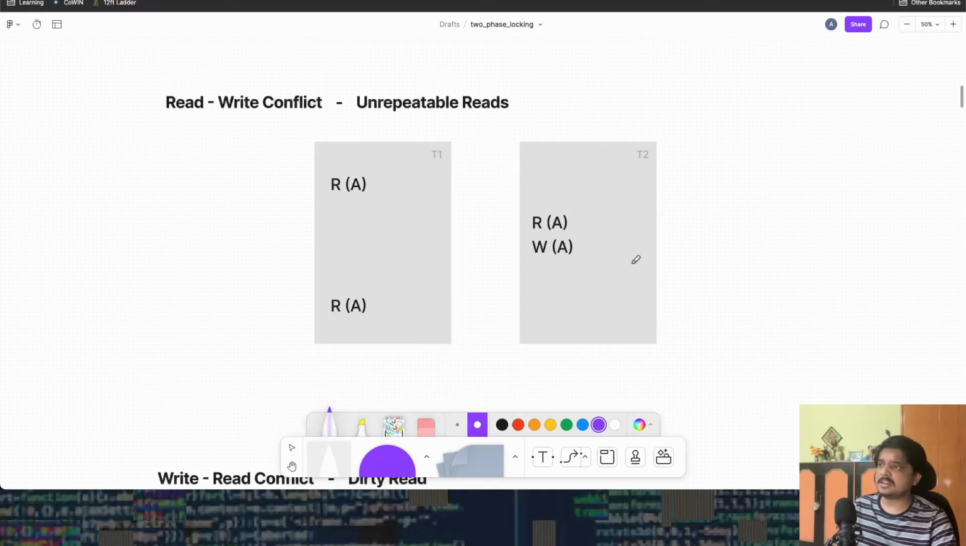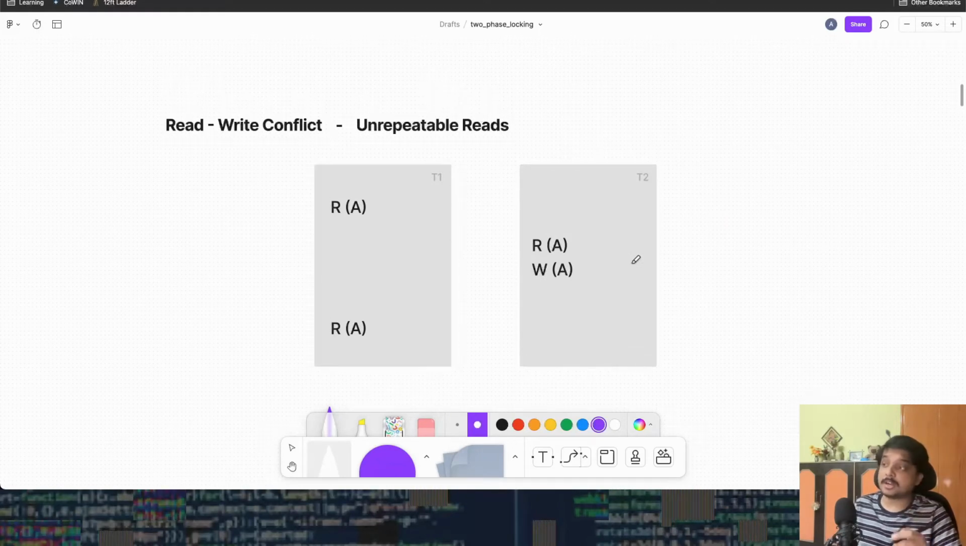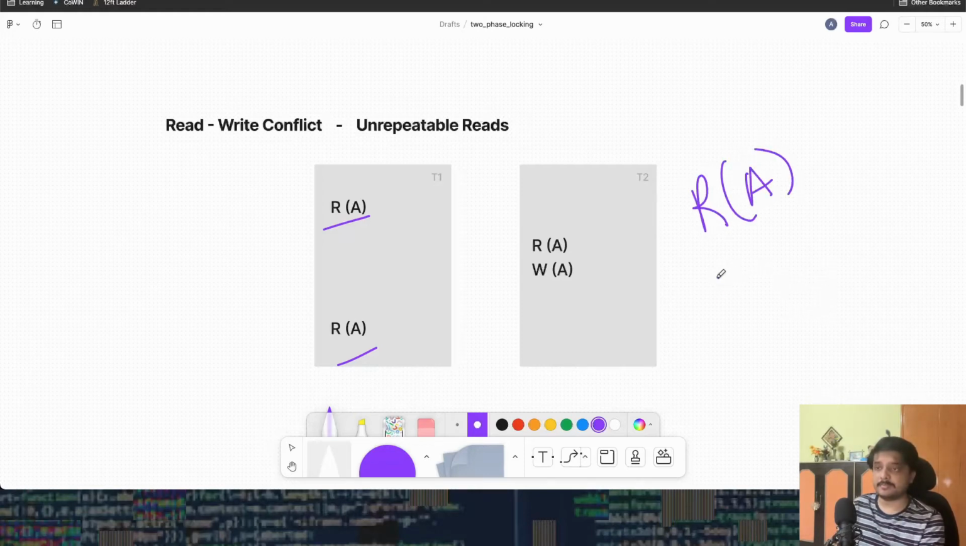Okay, so this is the first problem that we're going to take a look at. This is called a read-write conflict or an unrepeatable read, right? First, let me tell you a bit about this notation. So what do I mean by RA? This means I'm reading some database object called A. And what do I mean by a database object? You can think about it like a value in some column of some table in a database. But why I'm abstracting it out to a database object is because it can be anything. Not all databases have tables. Some databases have documents and graphs and all the other things.